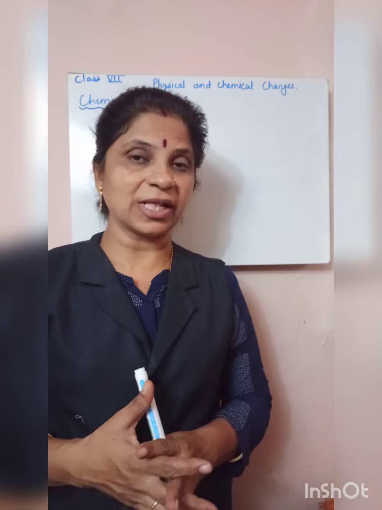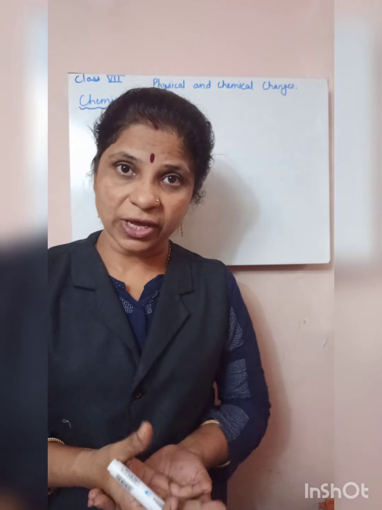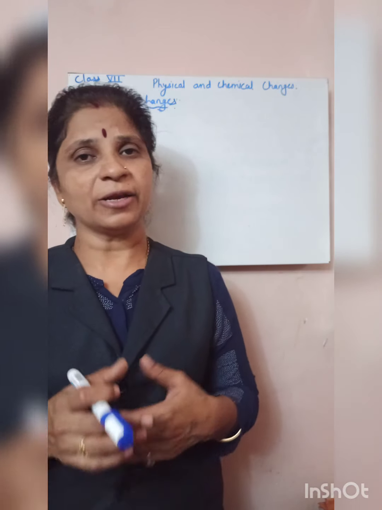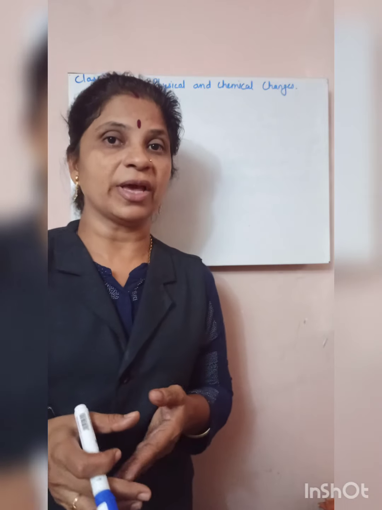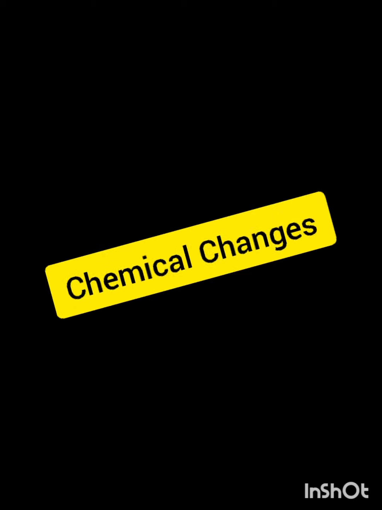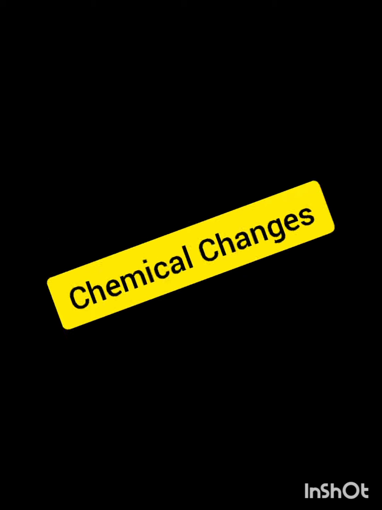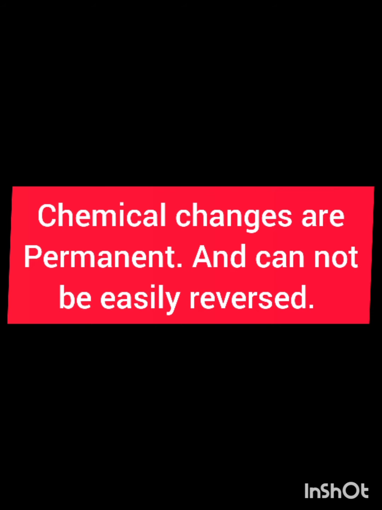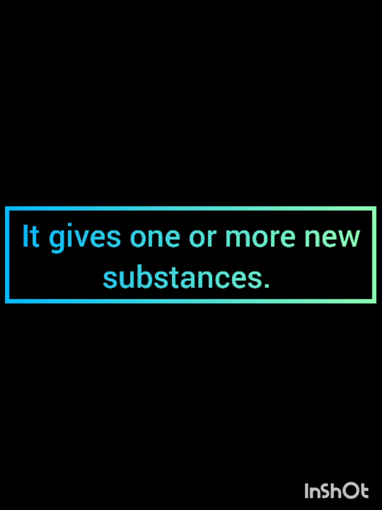Again we can take more examples like the photosynthesis process, where plants prepare food. Again, cooking of food or roasting of chapati. Like that, many examples we can take, and a few examples we are going to study through video. Chemical changes: the changes which involve the formation of a new substance are called chemical changes. Such changes are permanent and cannot be easily reversed. The result is the formation of one or more new substances with different chemical features and properties as compared to the original substances.